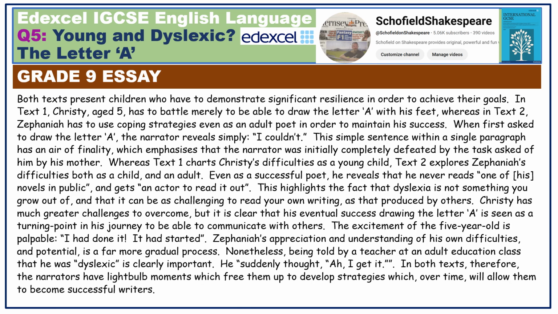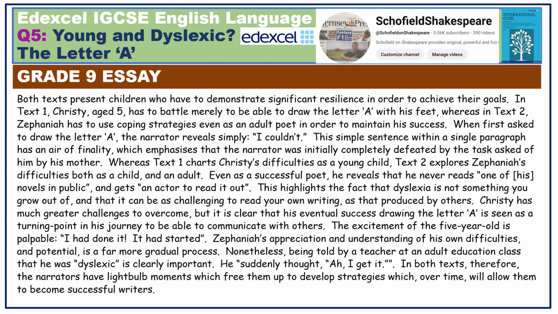Both texts present children who have to demonstrate significant resilience in order to achieve their goals. In Text 1, Christie, age 5, has to battle merely to be able to draw the letter A with his feet, whereas in Text 2, Zephaniah has to use coping strategies even as an adult poet in order to maintain his success. When first asked to draw the letter A, the narrator reveals simply, "I couldn't." This simple sentence within a single paragraph has an air of finality, which emphasises that the narrator was initially completely defeated by the task asked of him by his mother.